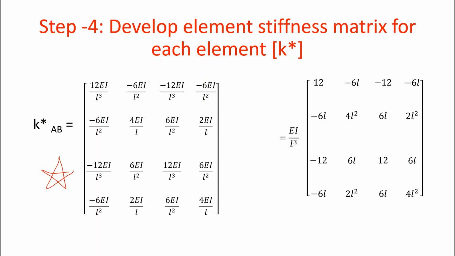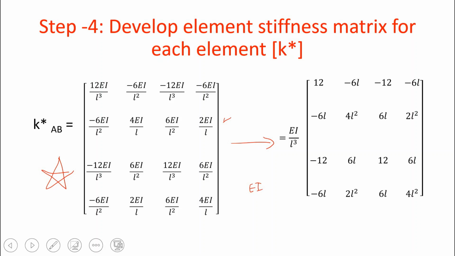This is a standard matrix. You can either write it this way or this way; both are the same. So just apply the values of EI and L. And in the question it is given that EI is constant for all the members, so I'm just keeping the EI as it is.